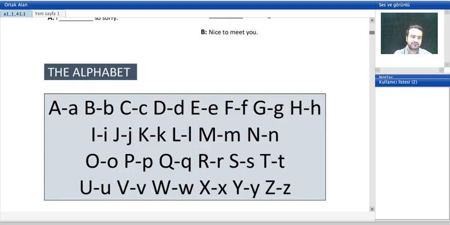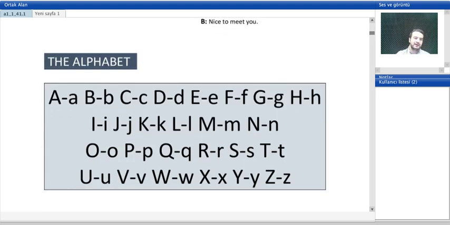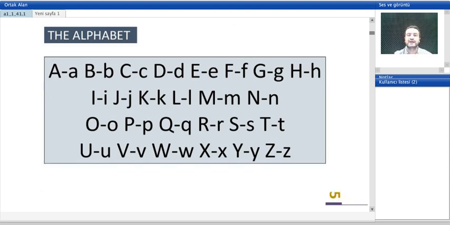Let's go for the alphabet. Here is the alphabet. A, B, C, D, E, F, G, H, I, J, K, L, M, N, O, P, Q, R, S, T, U, V, W, X, Y, and Z.